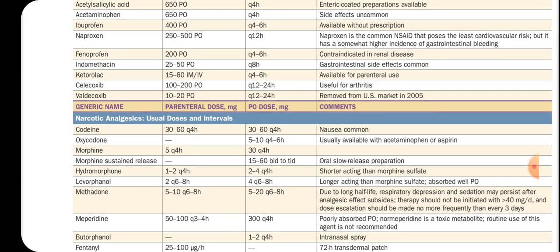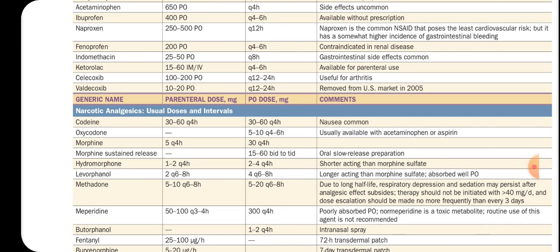And methadone, parenteral dose 5 to 10 mg Q6 to 8 hours and PO dose 5 to 20 mg Q6 to 8 hours. Comments: due to long half-life, respiratory depression and sedation may persist after analgesic effect subsides. Therapy should not be initiated with greater than 40 mg per day, and dose escalation should be made no more frequently than every 3 days.